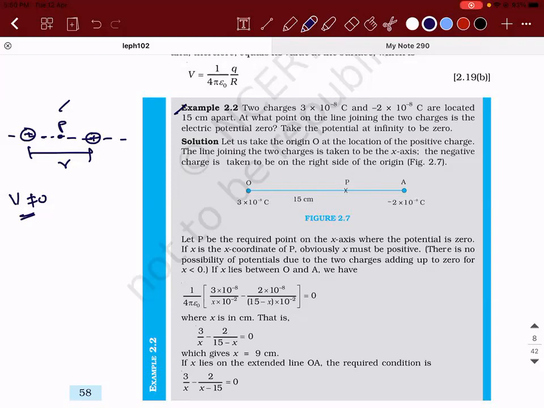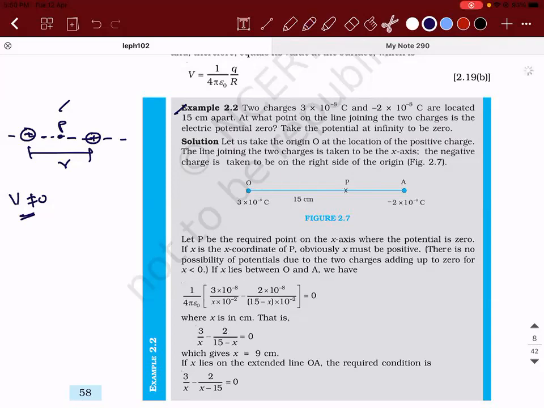Is it clear? Are you able to relate both? Because that is how questions will be framed. That is what I'm trying to explain here. Now in this question, think of all the logic and tell me: this question has a system of positive and negative charges. So is there a possibility of the potential becoming zero? Answer is yes. Now comes the next challenge. Where will that potential be zero?